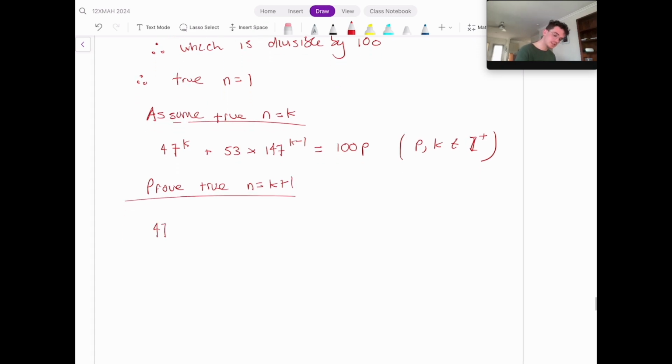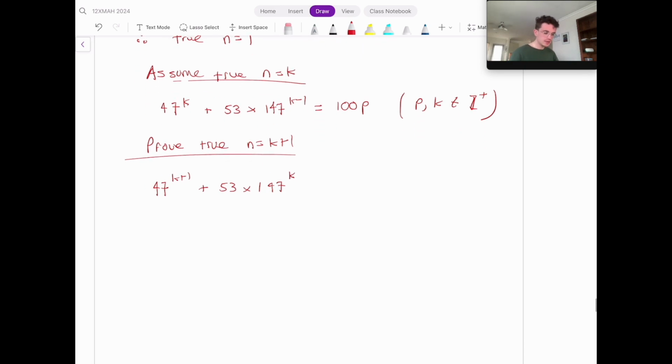So we've got 47 to the power of k plus 1 plus 53 times 147. Now k plus 1 minus 1, the 1's cancel, we just get 147 to the power of k. Now again, we're a bit stuck here because that's not going to be divisible by 100. Again, we're going to have to use our inductive step. So I might rearrange my hypothesis to have 47 to the power of k as the subject. So that would be 100p, taking away 53 times by 147 to the k minus 1.